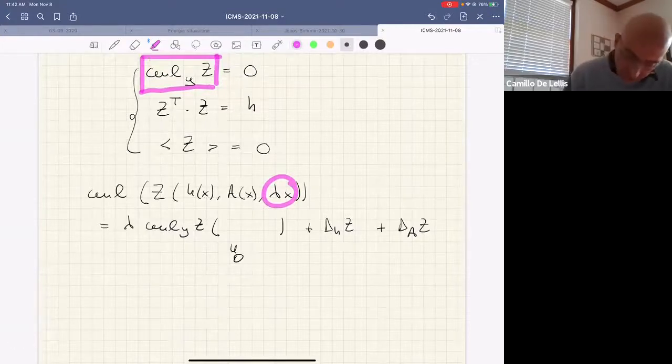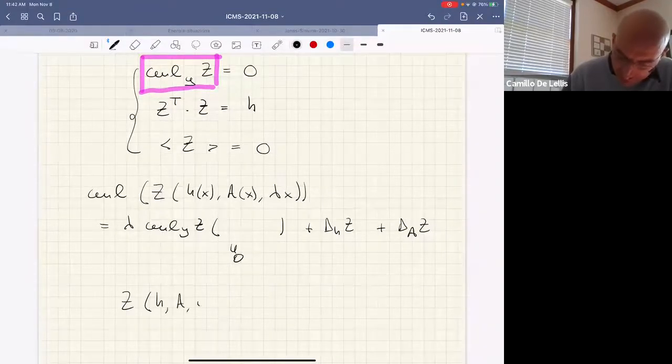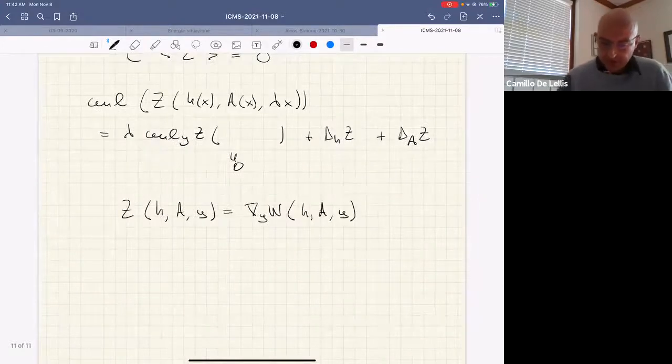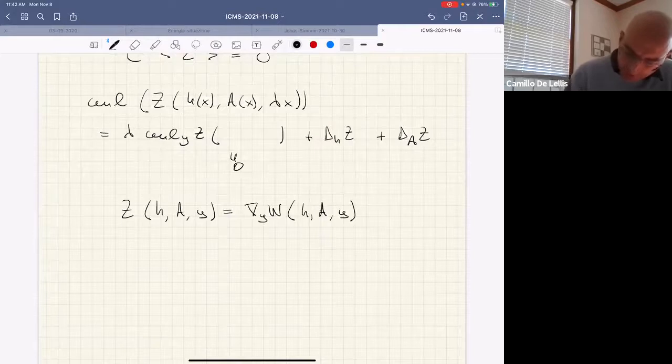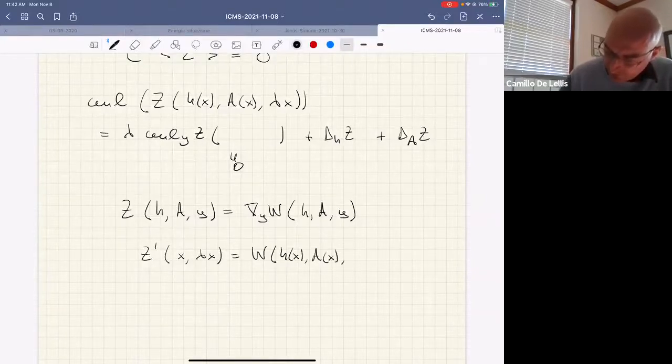Or in other words, once I know that I have solved for the curl in Y, let me just write Z_H of a Y as the gradient of some master function in Y. Okay, and now the ansatz that I have to put is, I want to define my Z prime of lambda X to be W of H of X, A of X, and then here I'm going to have lambda X.